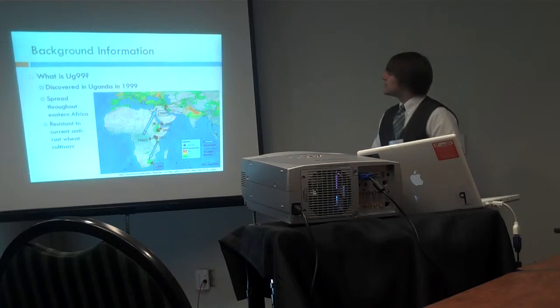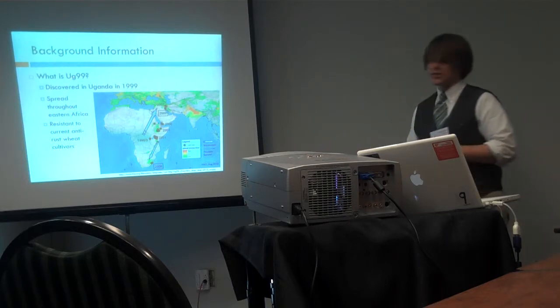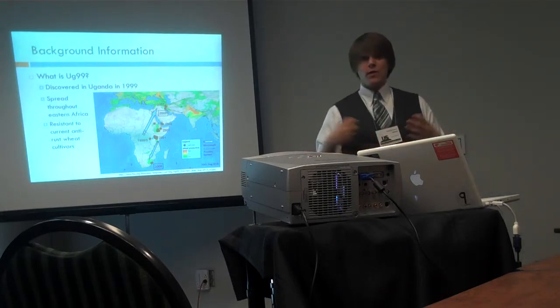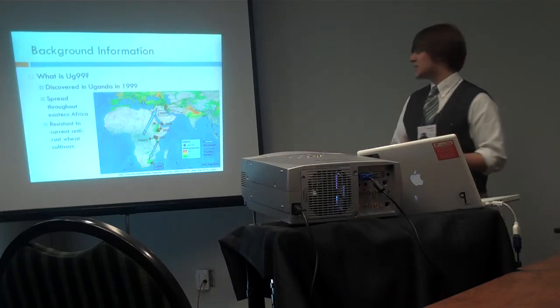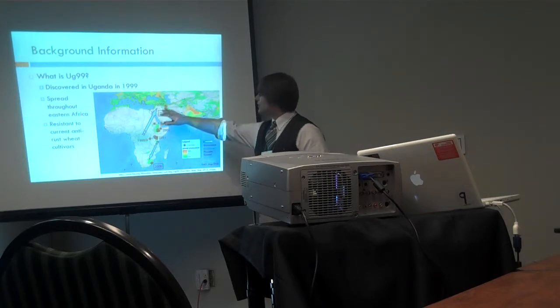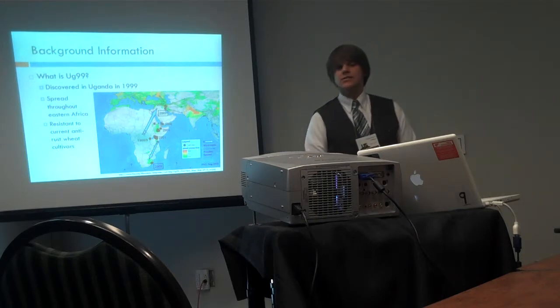So what happened in 1999? Well, a special variety of wheat rust was discovered in Uganda, and it spread throughout Eastern Africa, and it was resistant to this SR31 gene. You can kind of see it started off in 1999 right here, and then you have this up to 2009, and then it kind of spreads up. These highlighted areas are wheat production, and the red dots are where UG99 was discovered.